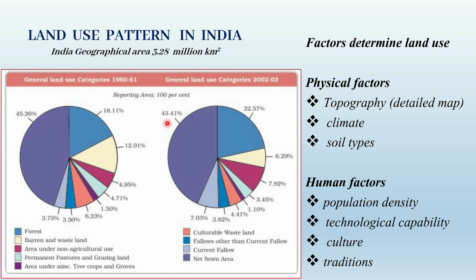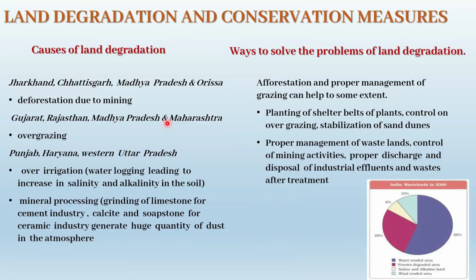Continuous use of land over a long period of time without taking appropriate measures to conserve and manage it has resulted in land degradation. In this slide, causes of land degradation are given below. Deforestation, overgrazing and mining activities are the major reasons. How to solve the issues? First one is afforestation, control of overgrazing and proper management of wasteland. At last, wastewater treatment. The pie chart explains land degradation percentage in different regions.